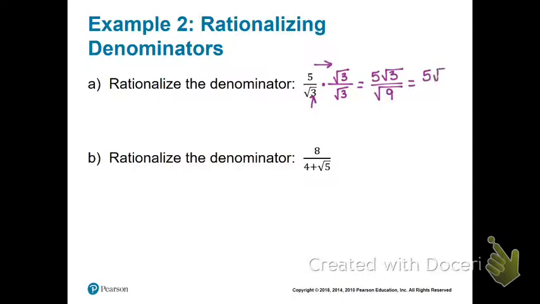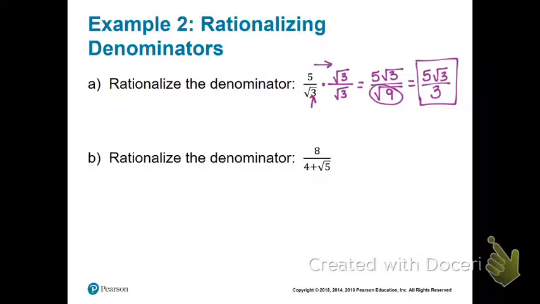And so we get 5 square root of 3 over, and we actually take the square root of 9, which is 3. The only other thing we need to check is, do the numbers outside the radical reduce? 5 over 3 do not reduce. So therefore, this is our solution.